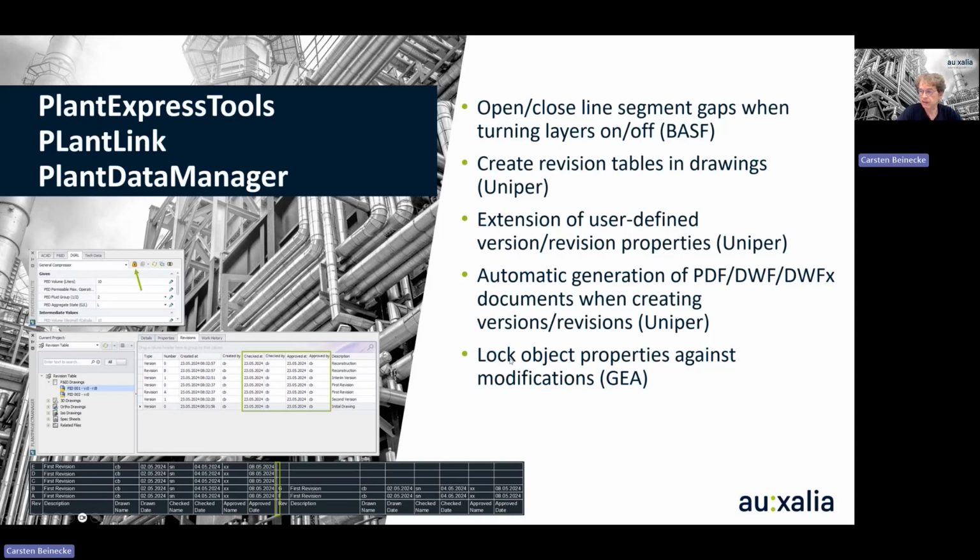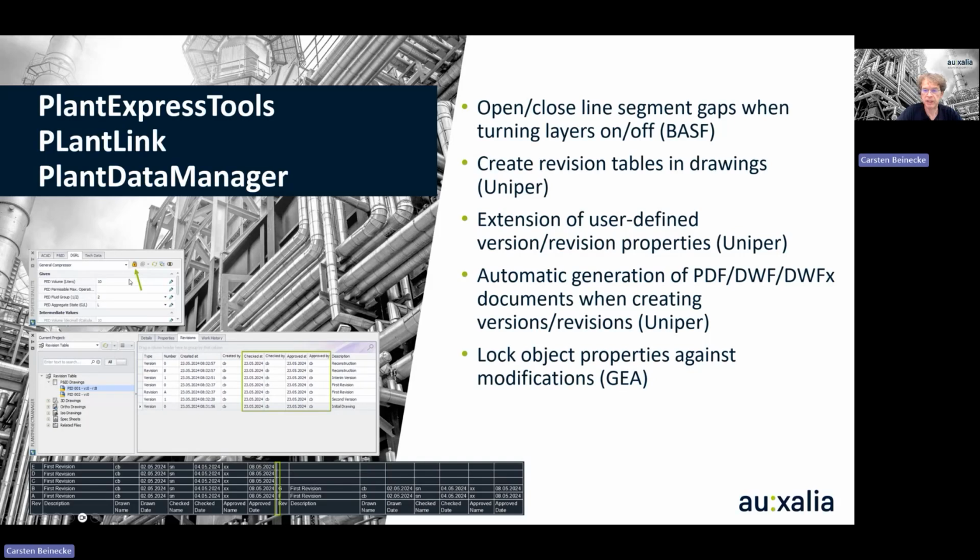So that is another request, to be able to update or create a revision table based on the version revision history. This is, by the way, a feature of Plant Express Tools or of our Plant Project Manager. And the idea is to use that information which we already have and create or use it for the revision table. And also creating a PDF, for example, if you create a new version or a new revision.